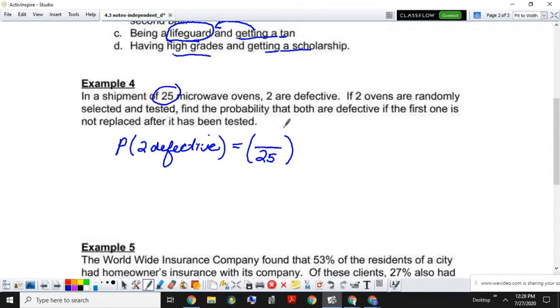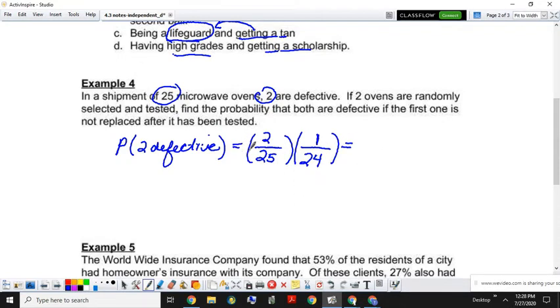All right, how many are defective in that shipment totally right now? 2. So the first time I go in there and I pick out of 25 microwaves, 2 of them are defective. So that's my probability for the first one. All right, I'm not going to replace it. If I find a defective microwave, I don't put it back in. So now, instead of 25 microwaves, I only have 24. And remember, I pulled one of the defectives out. So now I only have 1 defective in there. So I then just take my 2 fractions and multiply them together.